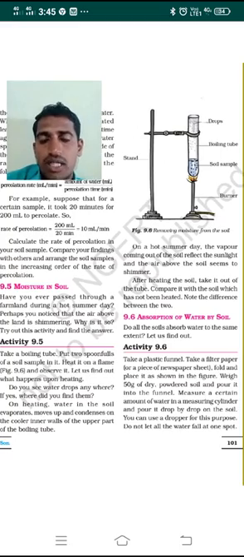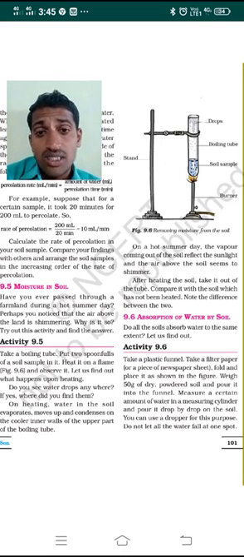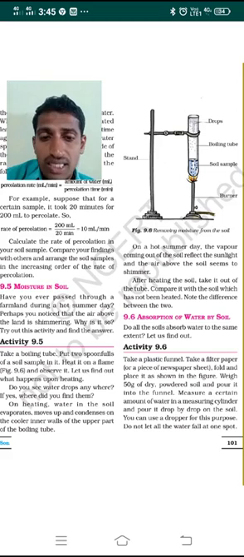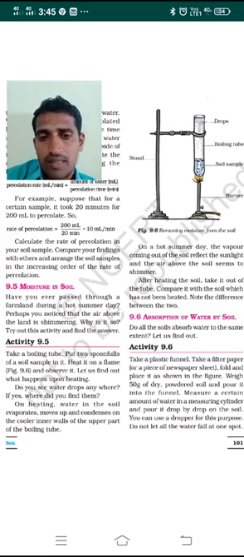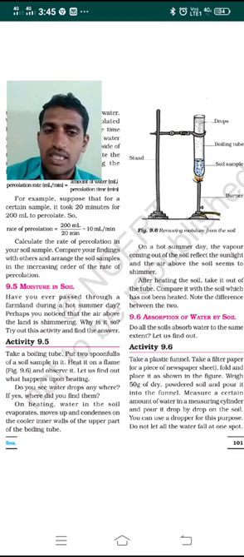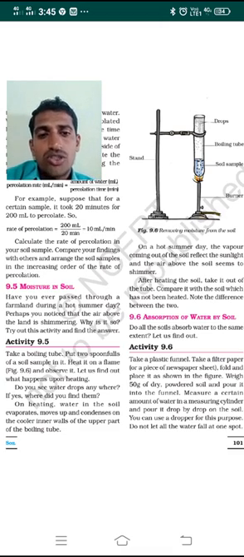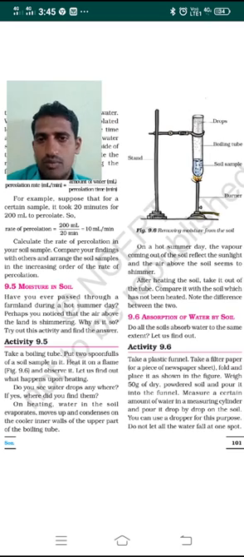See, it's quite simple. Whenever you pass through a farm during a hot summer day, what do you notice? You will notice that the air above the farmland seems to be shimmering. Why is it shimmering? There is a reason for that. Let us find out the reason by using one activity, activity number 9.5.